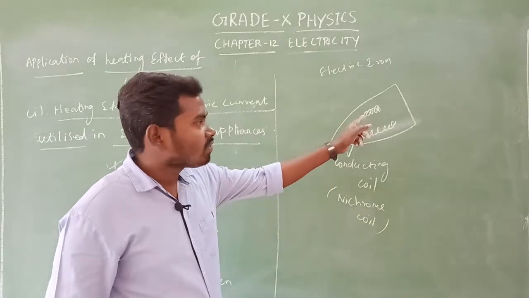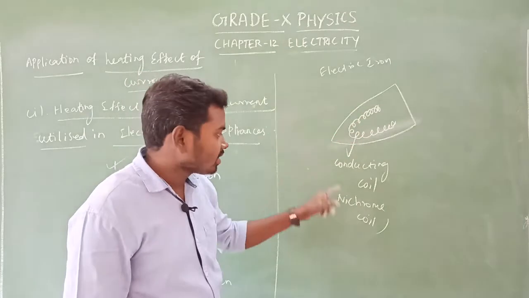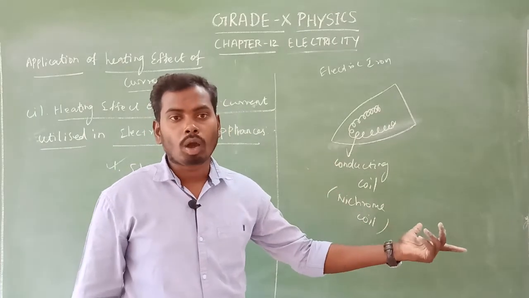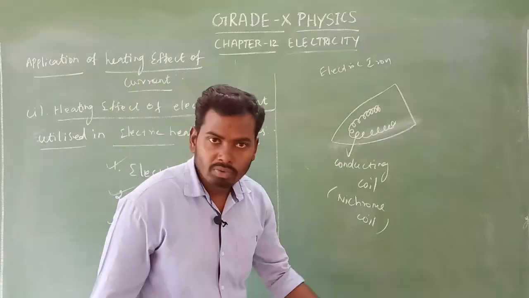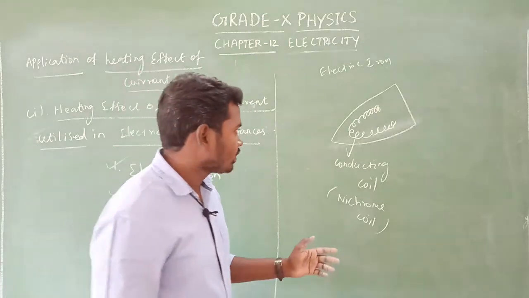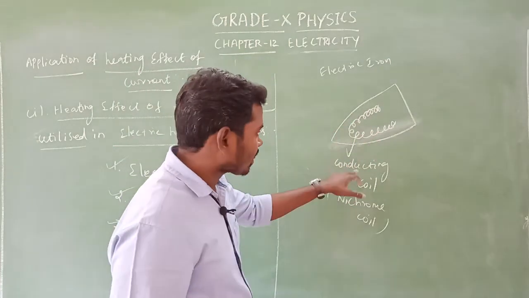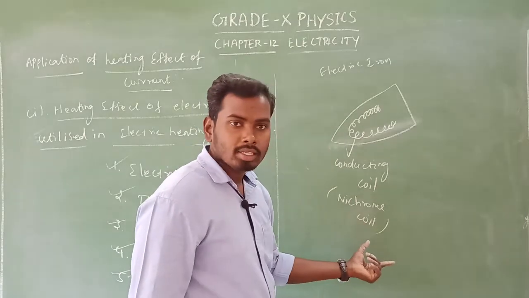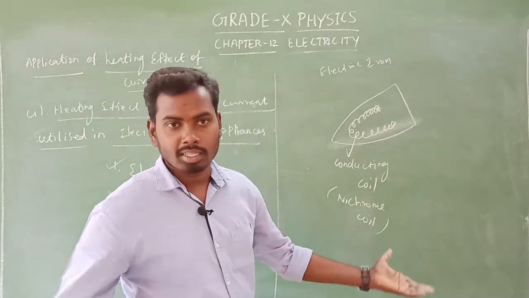That is the reason why we need electric iron. Inside the electric iron there is nichrome wire. Nichrome wire has more resistance, due to which it will produce more amount of heat. Is that clear, students? Yes. Look at here. This is iron box. Inside the iron box there is a conducting coil. That conducting coil is made up of nichrome wire. Nichrome wire has more and more resistance value.